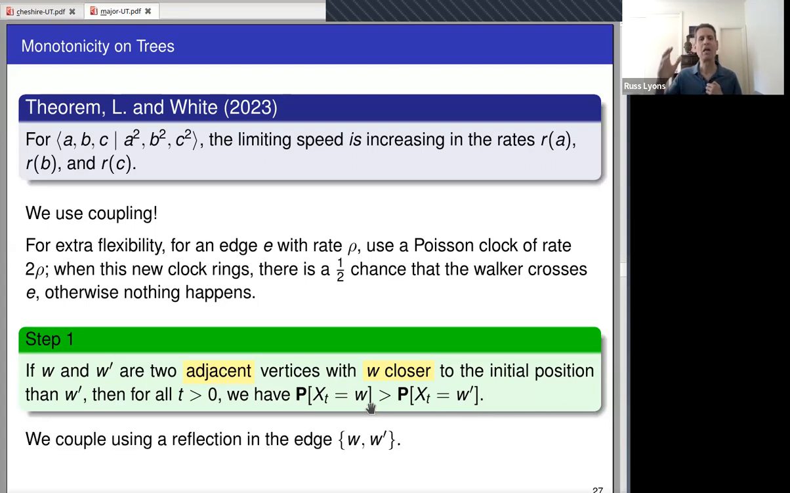How is this proved? It uses a reflection in this edge, W and W prime. So there's a coupling where, if I have two random walkers, one at W and one at W prime, then they take the same generators as the other one does, and that's like a reflection random walk, except when they might want to cross that edge, and then you can couple them to be the same. So that's all I'll say about that. And then there are more coupling steps to go.